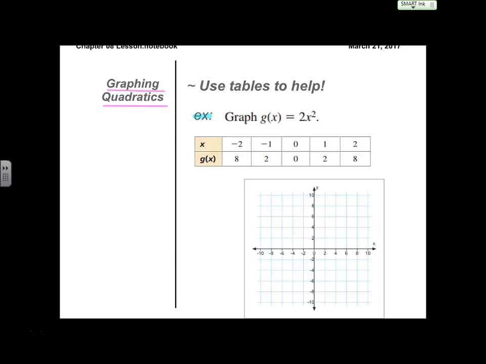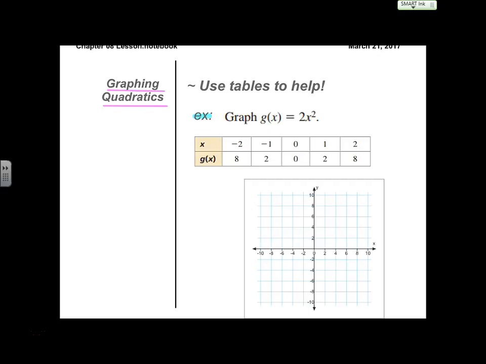Ready? That was the most basic parabola. Is this one a lot different? No, it just has a number in front of it. A number multiplied by it. So the old y values, x squared, just got multiplied by 2.